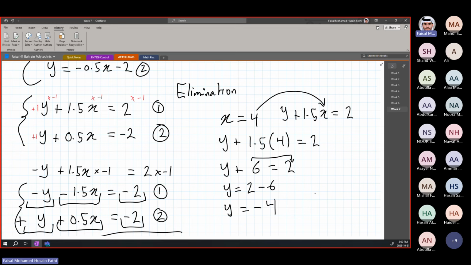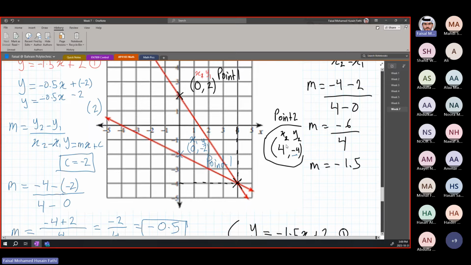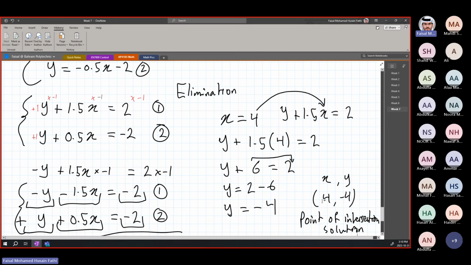Now, we found our point, our solution, which is the x, the y. So 4, -4. Now we are double checking if this satisfies the points we found. Yes, over here, it's 4 and -4. So our point of intersection is correct. And we proved it mathematically. Did you understand what I did? And that's it. That's everything for the solution.